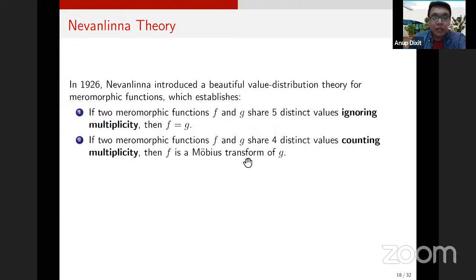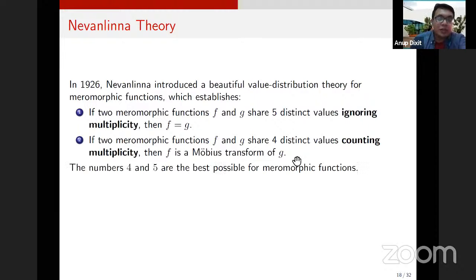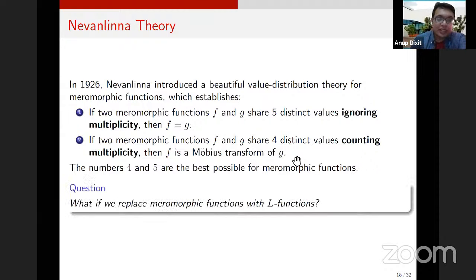But if you ignore multiplicity, and if they share 4 distinct values, then they are almost similar. F is in fact a Mobius transform of G. And these numbers 4 and 5 are the best possible for meromorphic functions. So because we are in the context of L functions, our question would be, can we do something better if we replace meromorphic functions with L functions? The answer to that should be yes, otherwise I wouldn't be mentioning it.